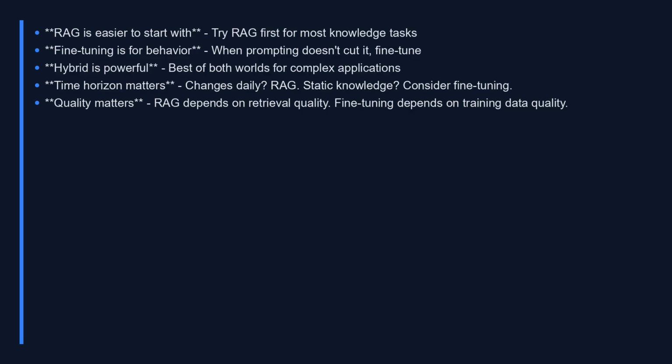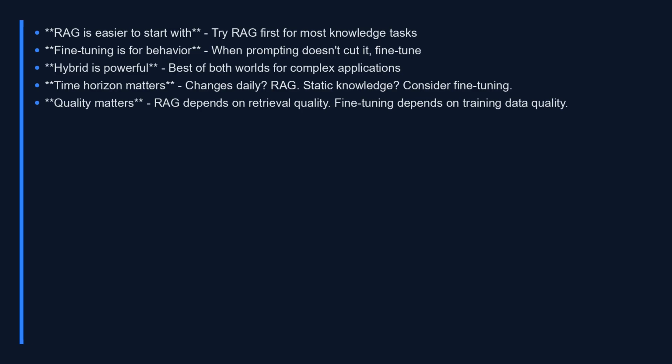Key insights. 5 things worth internalizing from this lesson. RAG is the right starting point for most knowledge tasks. Lower complexity, faster iteration. Fine-tuning is the right tool when behavior is the problem, not information. Hybrid systems are genuinely powerful and worth designing for from the start on complex applications. Time horizon is a decisive factor. If knowledge changes daily, RAG. If it's stable, fine-tuning becomes viable. And quality of inputs determines quality of outputs in both approaches.